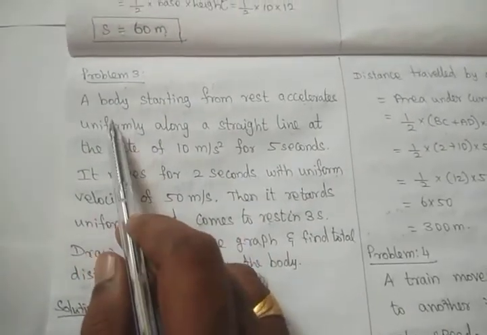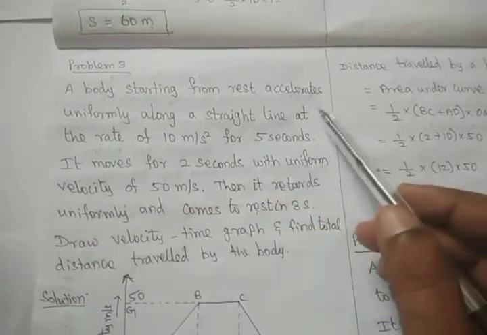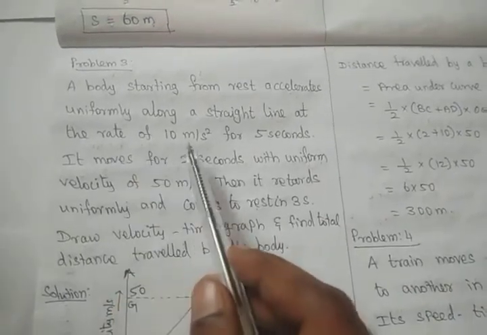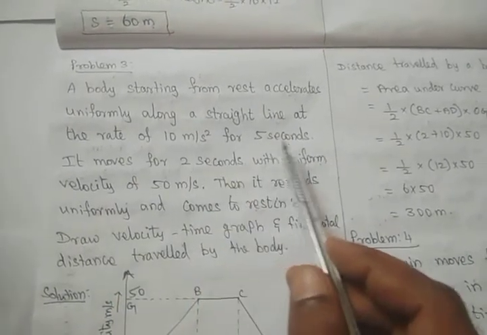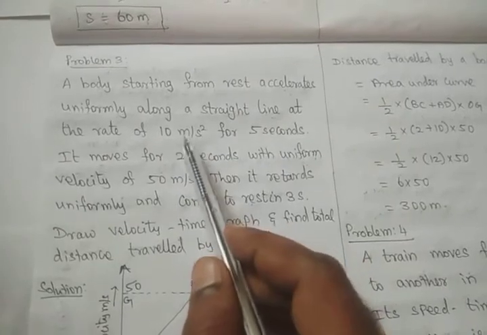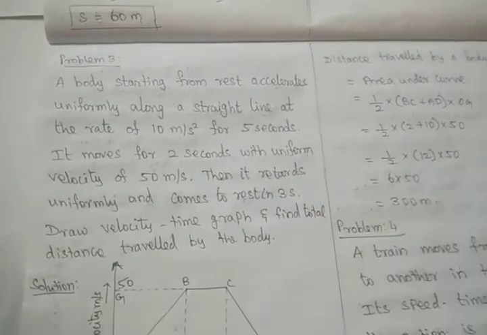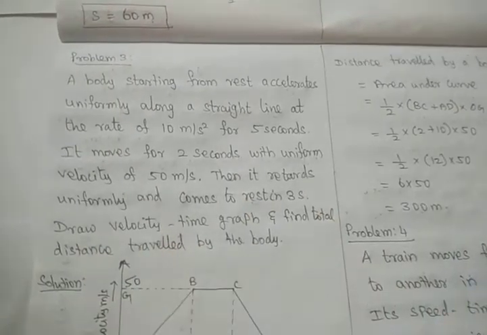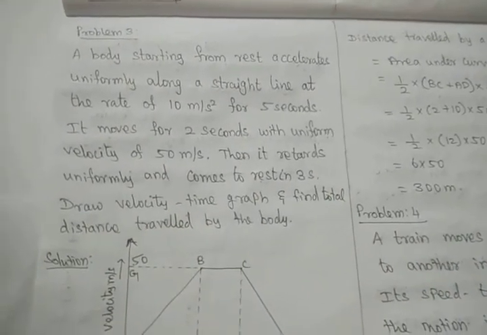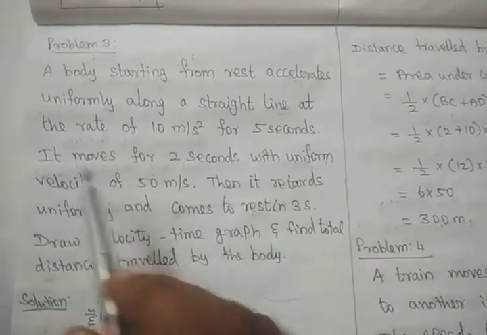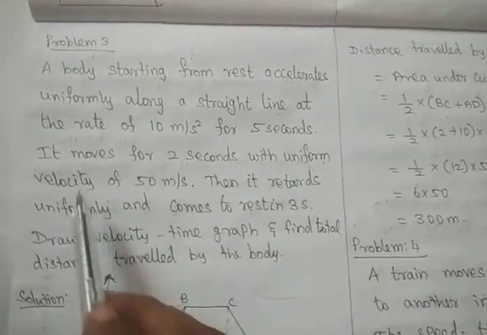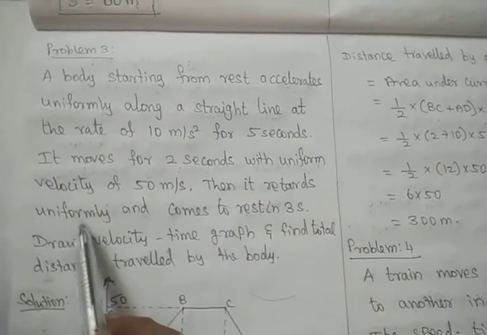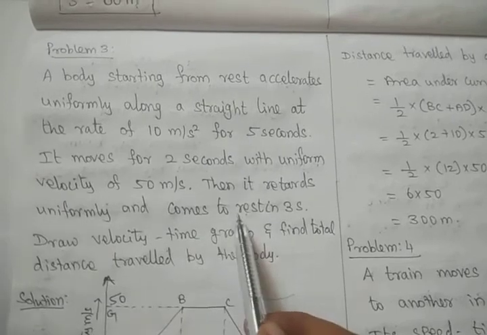Third problem. A body starts from rest, accelerates uniformly along a straight line at the rate of 10 meter per second square for 5 seconds. So the acceleration of the body is 10 meter per second square for the time 5 seconds. After that it moves for 2 seconds with uniform velocity of 50 meter per second. Then it retards uniformly and comes to rest in 3 seconds.